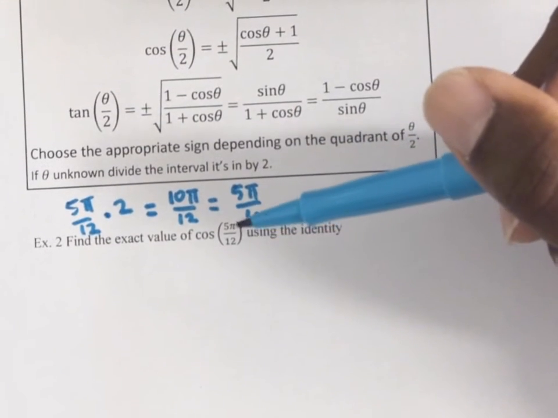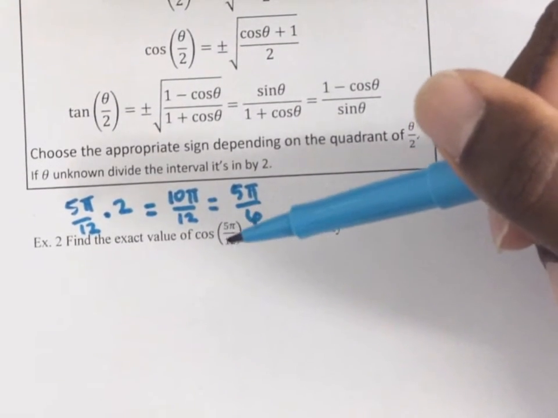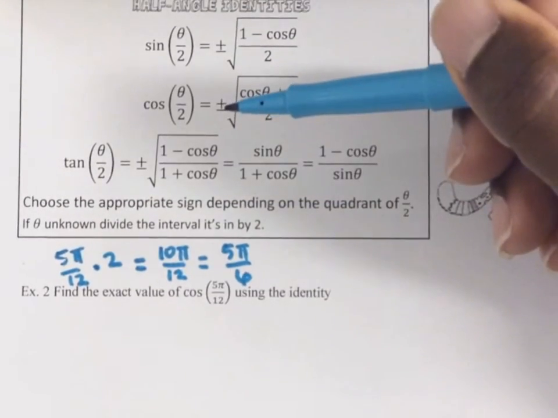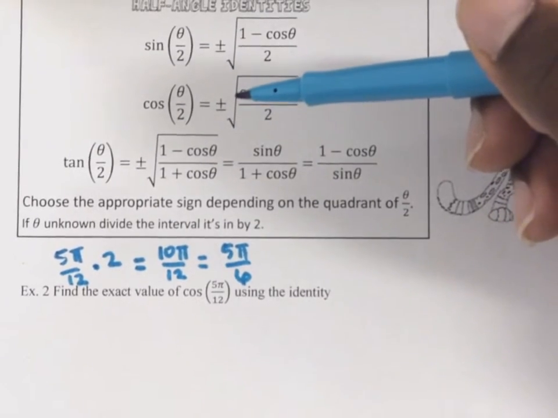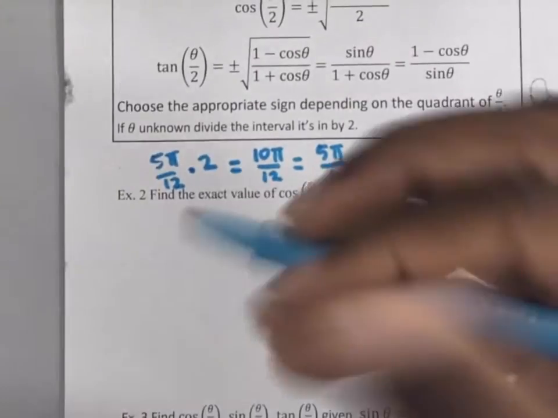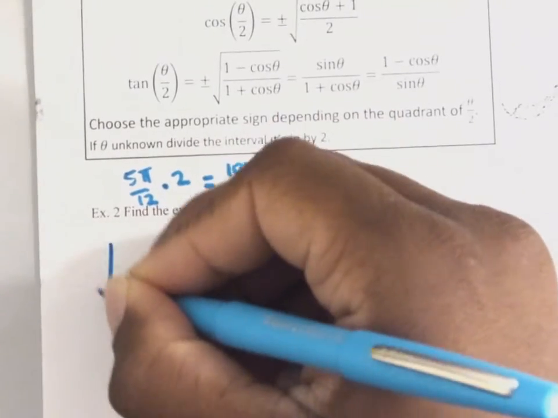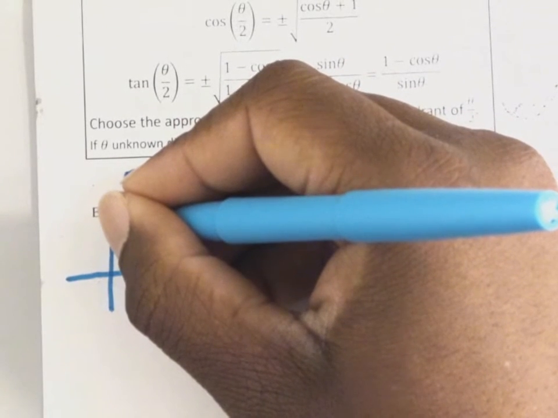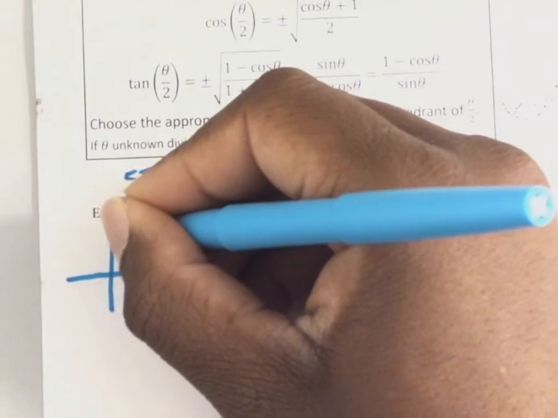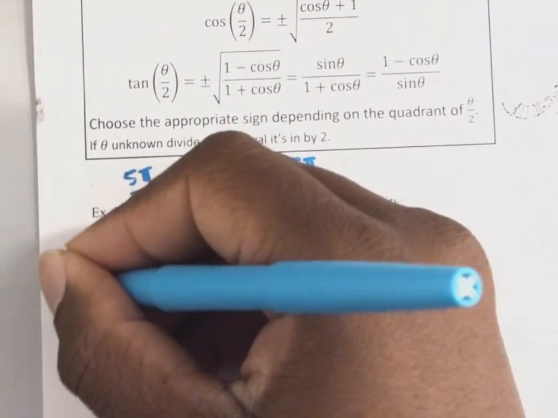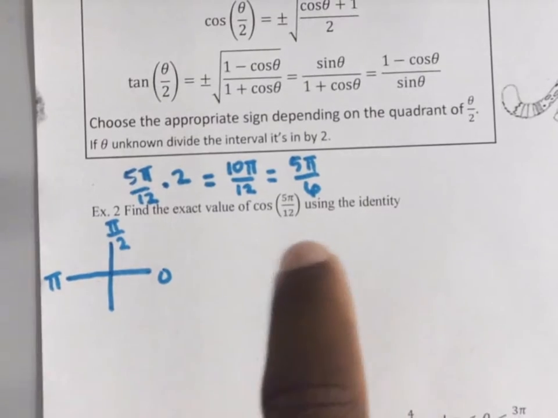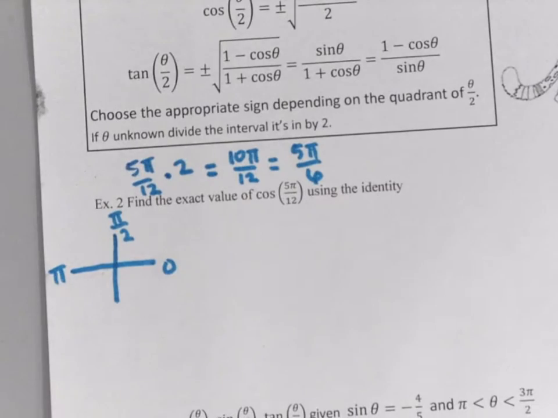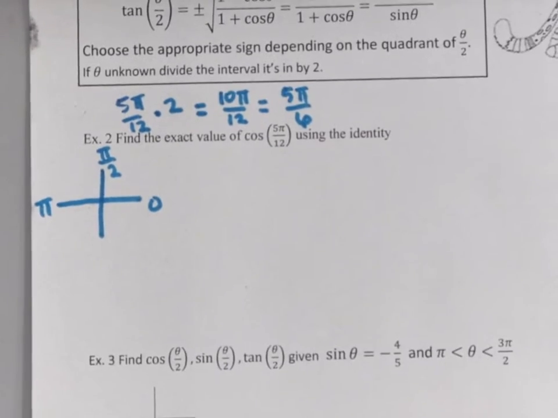Now, before we get too far, we do need to figure out where 5 pi over 12 is, so we can select the sign that we need. Because when we do this for cosine, we have to decide, will it be positive or will it be negative? So I need to figure out where 5 pi over 12 is. Pi over 2 is here, pi is here, 0 is here. And we want our original angle, 5 pi over 12. Where is that at? First quadrant, second quadrant?